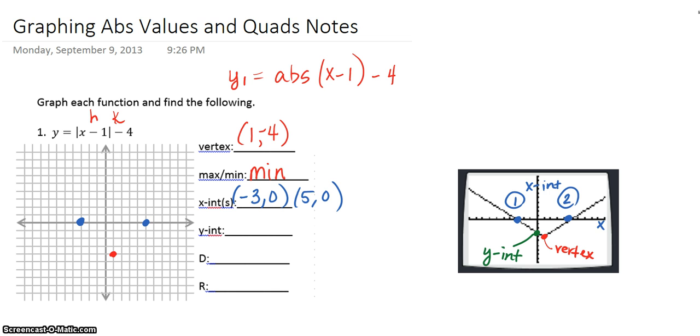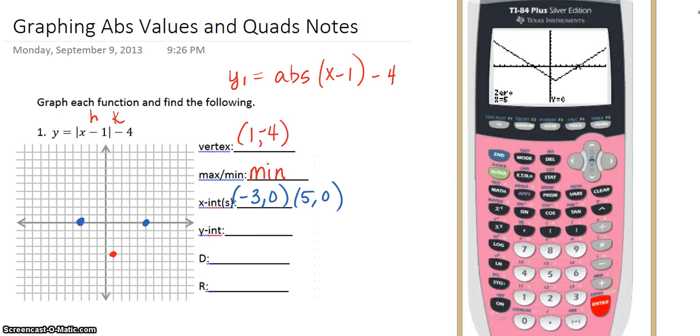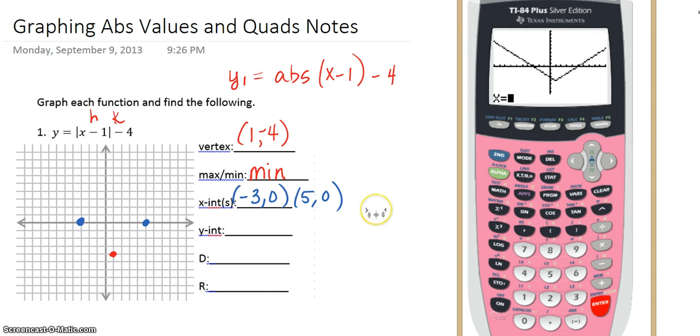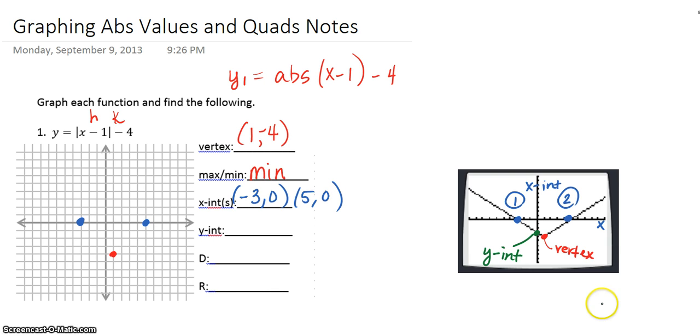Okay, so if we want to find the y-intercept, go back to our calculator, and we're going to go to Calc, Second Calc, and I just want a value this time. And what value do I want? When you press that, it says x equals, so you can put in whatever you want there, and I want x equals 0. And when I do that, I get y is -3. So I just found the point (0, -3), which is right here.